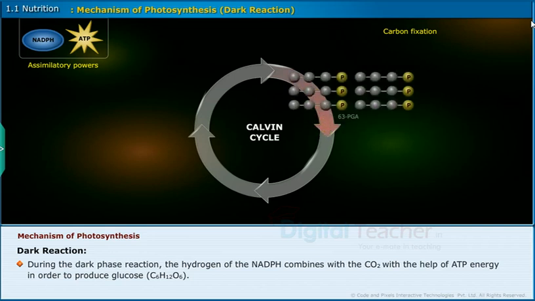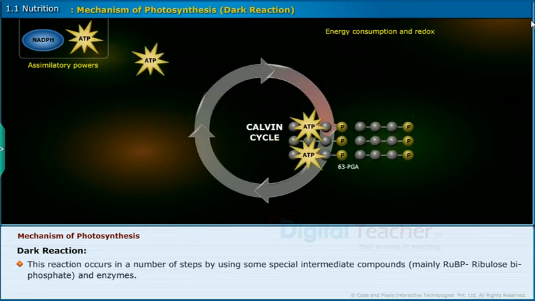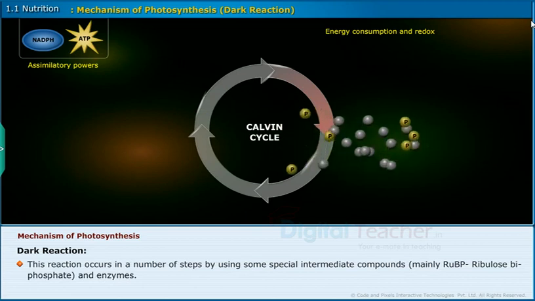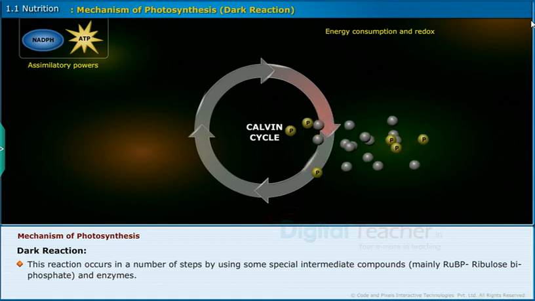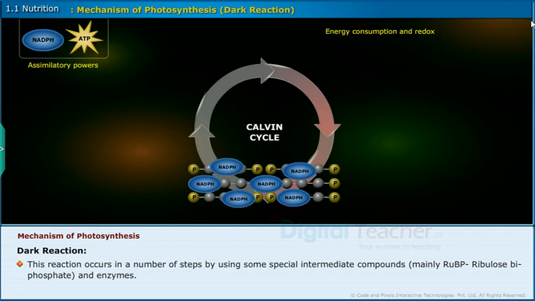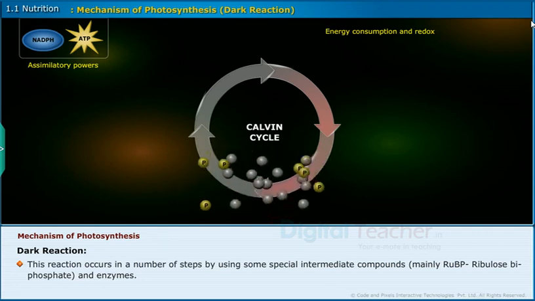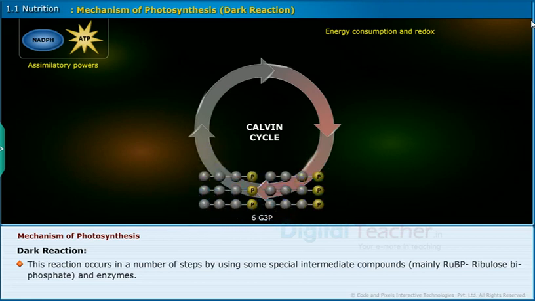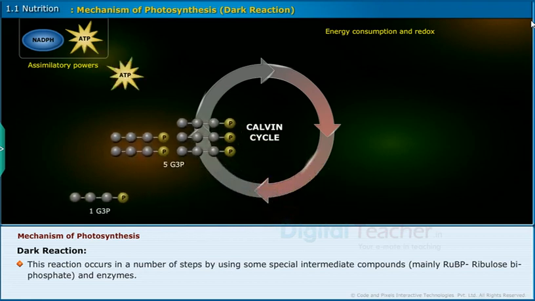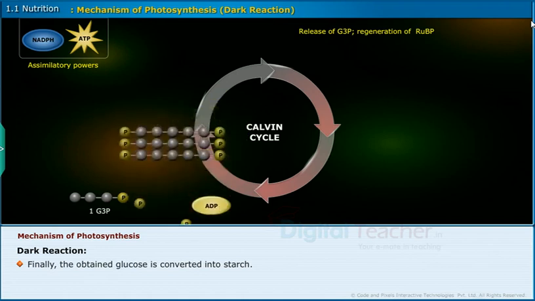energy in order to produce glucose. This reaction occurs in a number of steps by using some special intermediate compounds, mainly RuBP, ribulose bisphosphate, and enzymes. Finally, the obtained glucose is converted into starch.